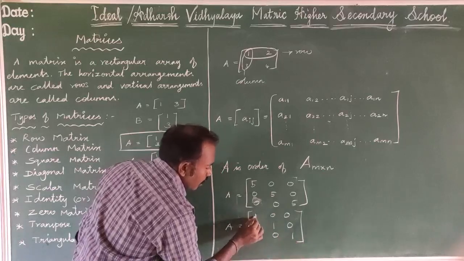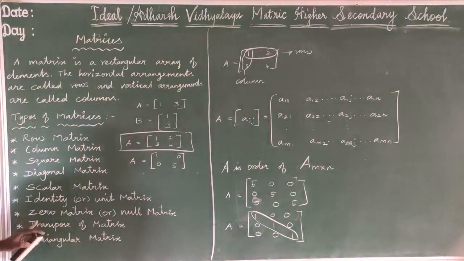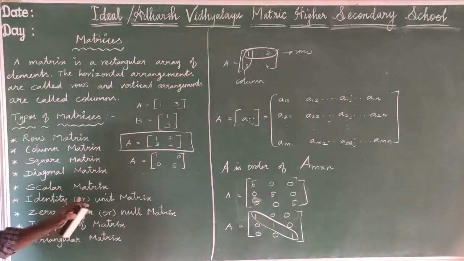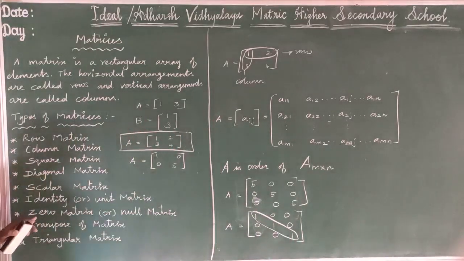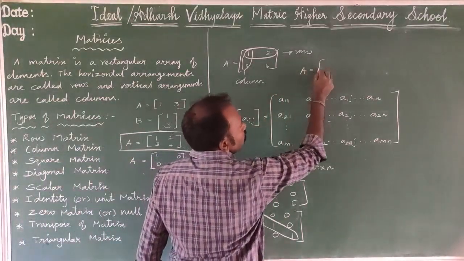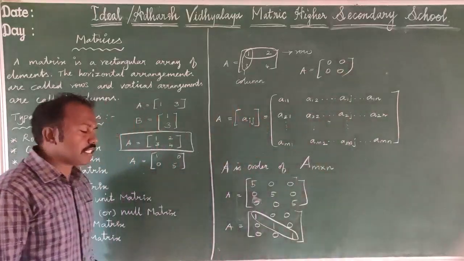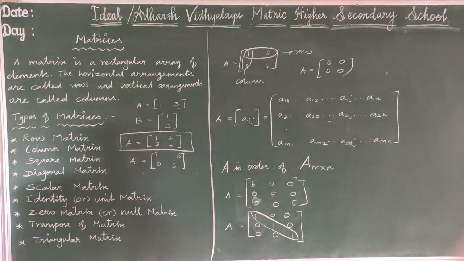The leading diagonal is 1. That is identity or unit matrix. Next one, zero matrix or null matrix. That is A is equal to 0, 0, 0, 0. That is null matrix or zero matrix.